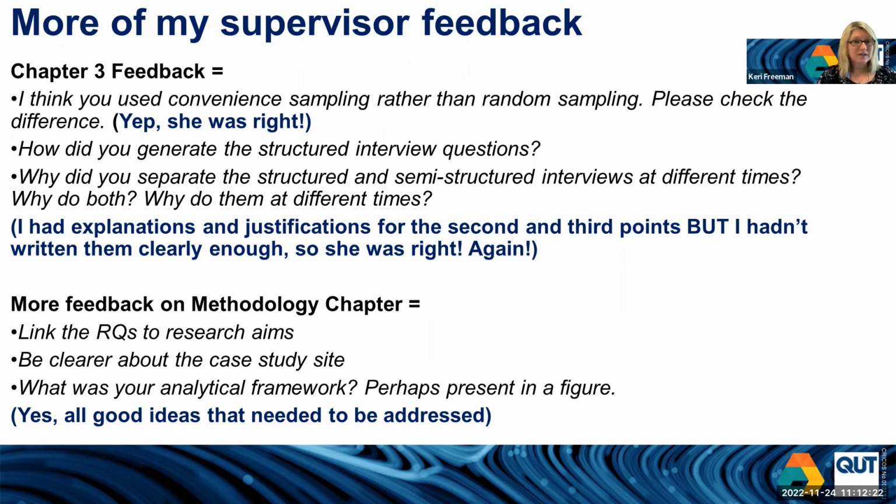So this chapter 3 is the methodology chapter. I think you use convenience sampling rather than random sampling. Please check. She was right. Convenience sampling is where you recruit respondents who are accessible and available, which is what I did, not random. So lucky for her to pick that up.